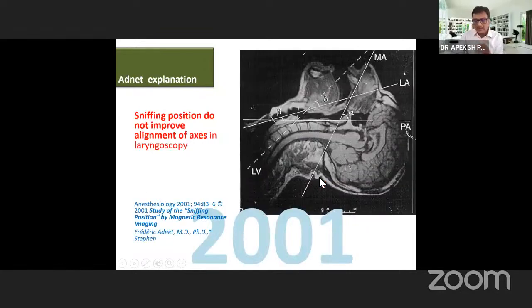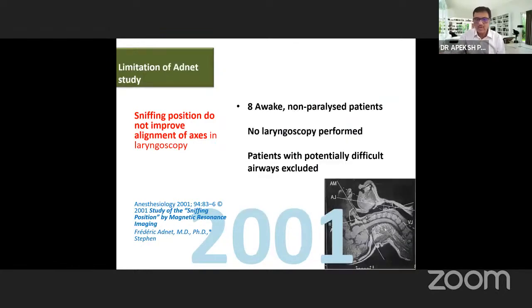Fine. So since 1944, McBath and Bannister has explained the three axial alignment theory. And in 2001, Adnet had contested the validity of sniffing position. And in 8 volunteers MRI, he proved that sniffing position do not align the axis. But this study was criticized because only 8 awake non-paralyzed patients were selected. No laryngoscopy was performed. Patients with the potential difficult airways were excluded.